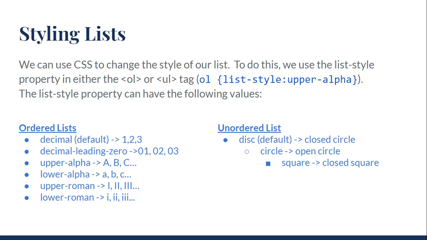You can see on the left-hand side, we have some options for ordered lists. We can do decimal, which is the default 1, 2, and 3. Decimal leading 0, upper-alpha, lower-alpha, upper-roman, lower-roman. There's a whole number of other examples, but this is certainly enough for now. When we talk about the unordered list, you'll see that we've got 3 options here. Again, there's other things that you can do. We have a disc, which is the default one, which is our closed circle. We have a circle, which is an open circle, and we have a square, which is a closed square.